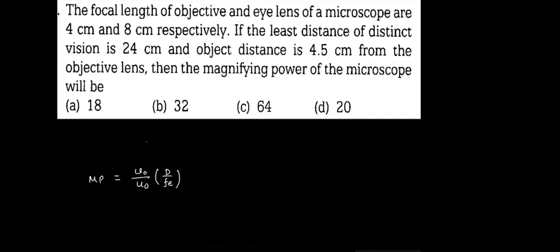So F0 is given to us as 4 centimeter. FE is given to us as 8 centimeter. Least distance of distinct vision, that is capital D, is specifically given 24 here. So you have to consider capital D as 24 itself.